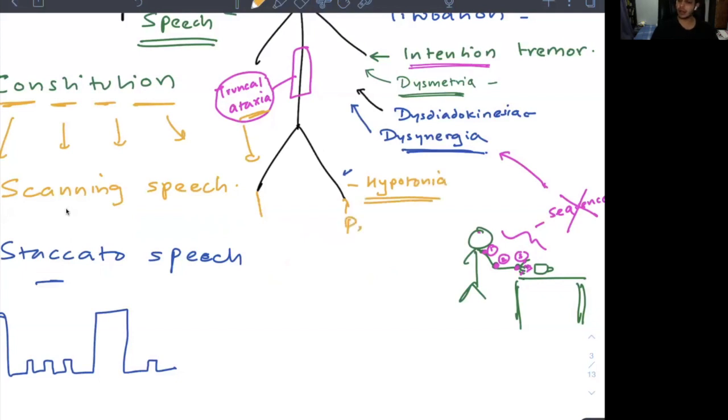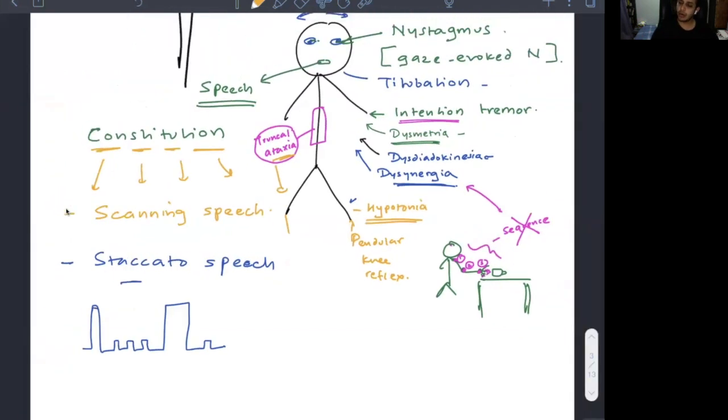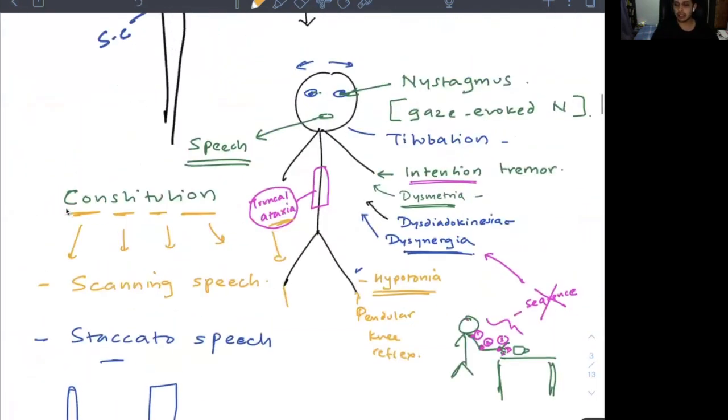Okay. And you can have pendular knee reflex. So your knee reflex can be more sustained. Now, these are the characteristic features that you will look for in a patient that will make you think, where is the lesion? It will make you think that the lesion might be in the cerebellum.